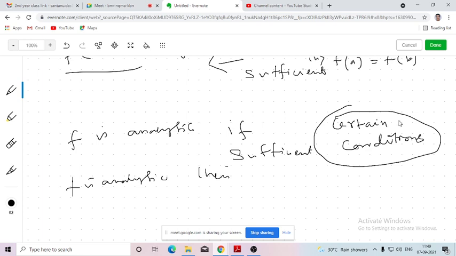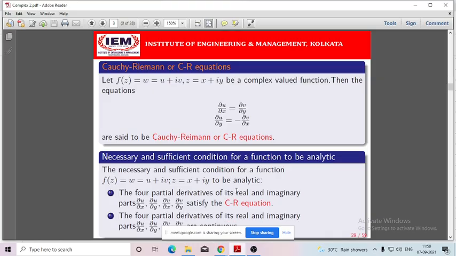Okay, these conditions are obviously sufficient to show that f is analytic. So the criteria required to show an arbitrary function is analytic is actually a sufficient condition. And we know that if f is analytic, then these consequences are necessary. Just let me discuss it here. So what is the necessary and sufficient condition?